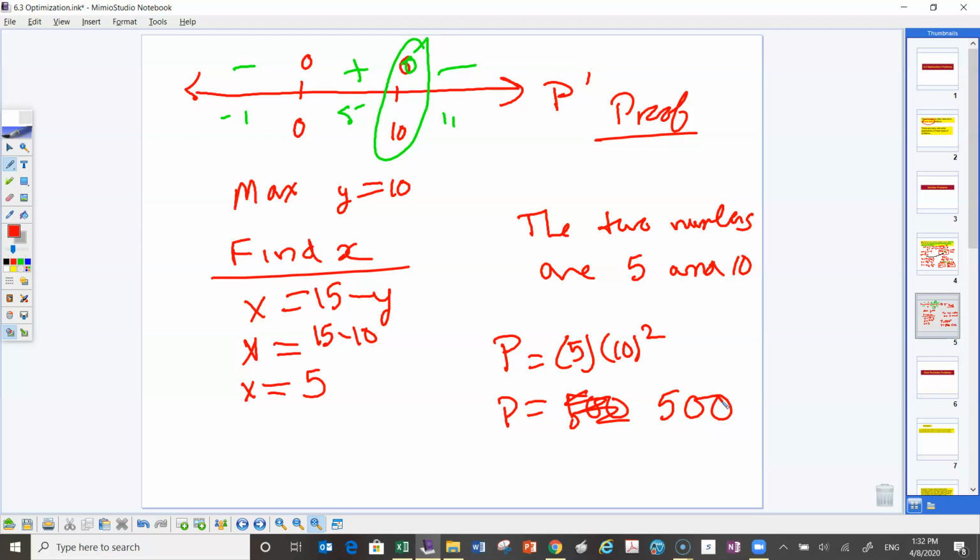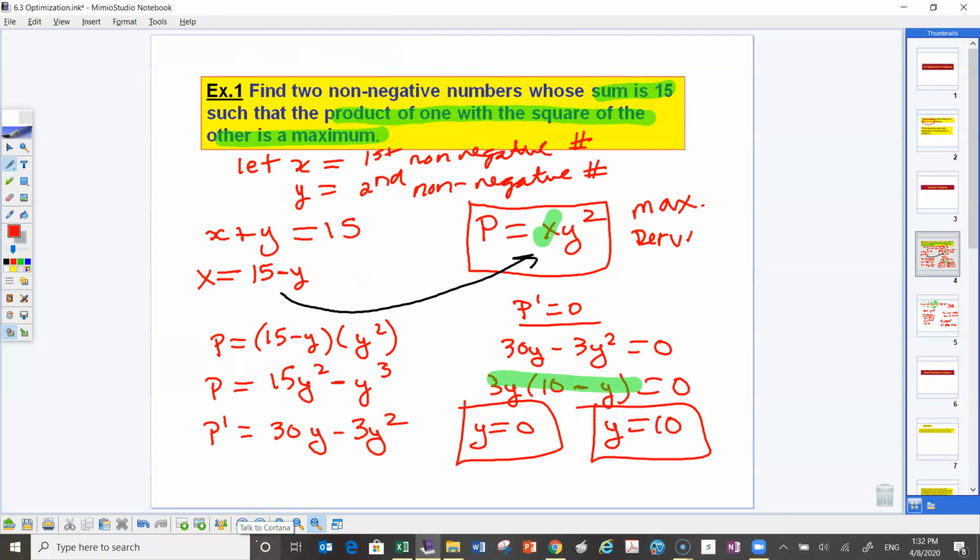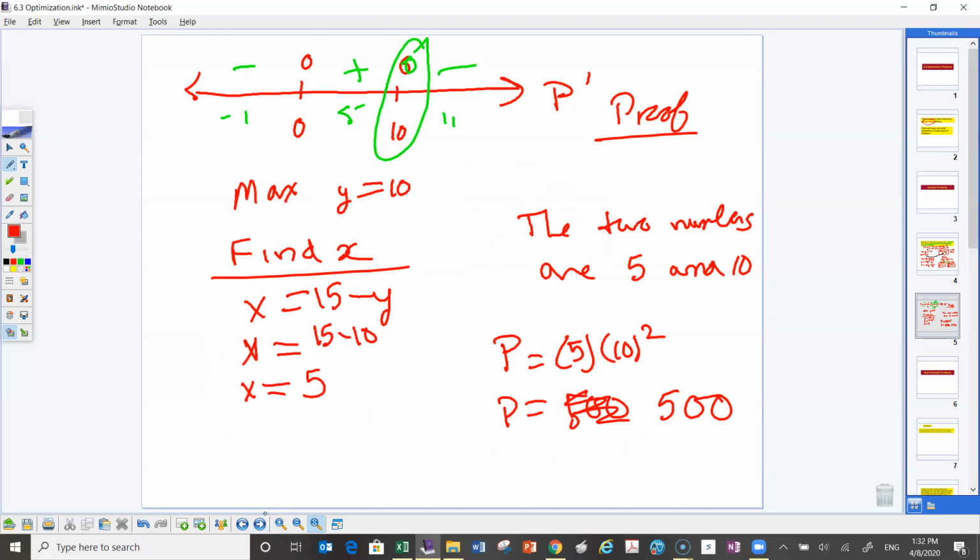Okay, so that's kind of the framework of how we do max-min problems. Develop two equations, use one equation to eliminate a variable in the other one, take the derivative, find the critical numbers, and then find whether the critical numbers are maxes or mins, and then answer your question. In the second example, I'll show you a second way to find whether these are maxes or mins without having to do a number line test.